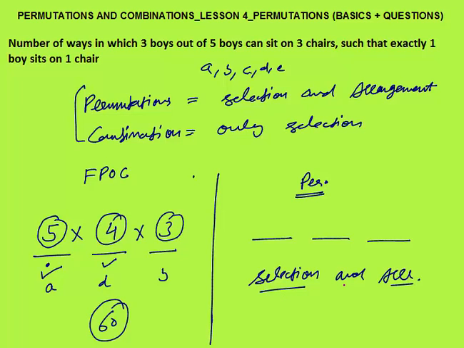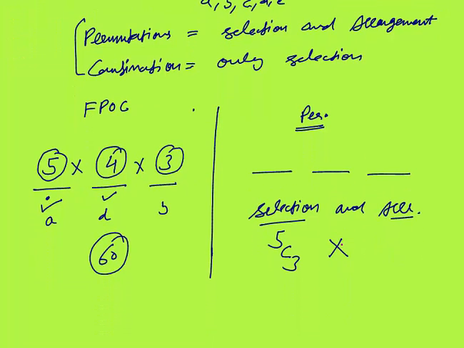In how many ways can I select 3 boys out of 5? Can I say 5C3 ways? I can select 3 boys out of 5 who will sit on these 3 chairs. Let's say one of the possible selections is A, D and E. There will be so many possible selections, that is 5C3 ways of selecting 3 out of 5. Now these 3 boys can sit on these 3 chairs in how many ways? 3 factorial ways.